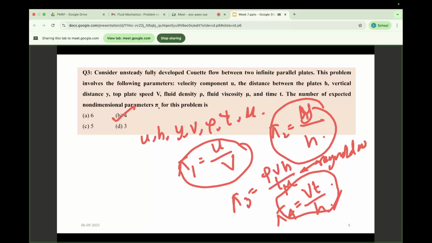So 4 pi groups should be there. If you want to formulate among these terms, basically there are 4 non-dimensional terms which you must incorporate into this equation. That is the thing.